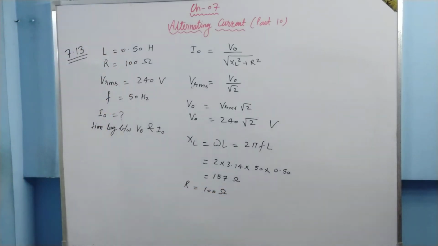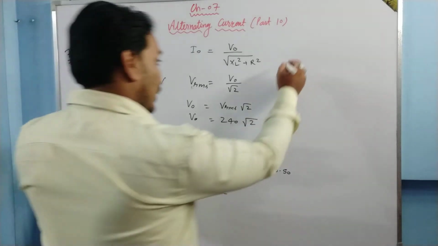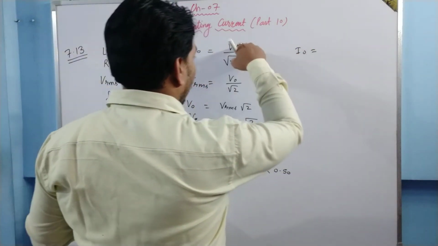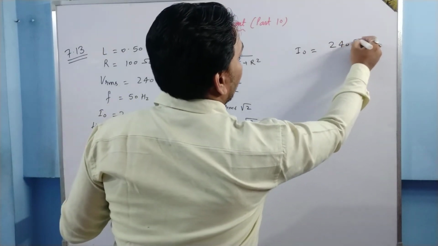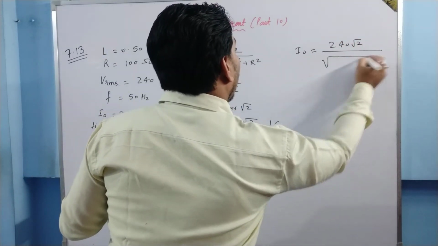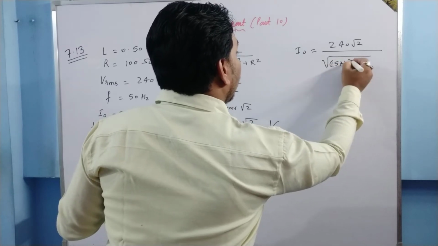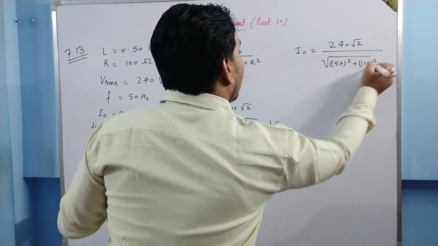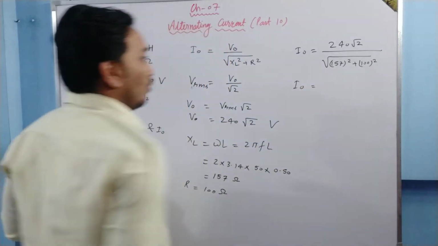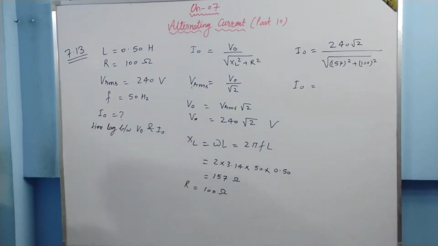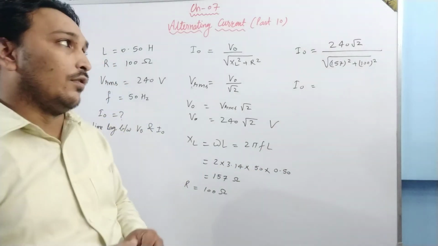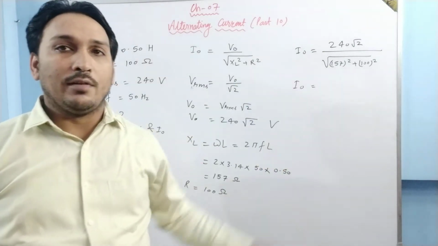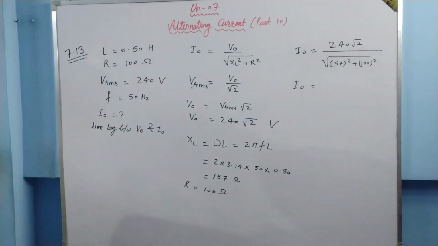Now from here, if you calculate the value of I0, it comes out to be V0, which is 240 under root 2, upon under root 157 whole square plus 100 square. So the value of I0 can be calculated from here. Let there be an assignment, a task given to you. Just calculate it, you will get the value of I0. This is not a big deal in this question.